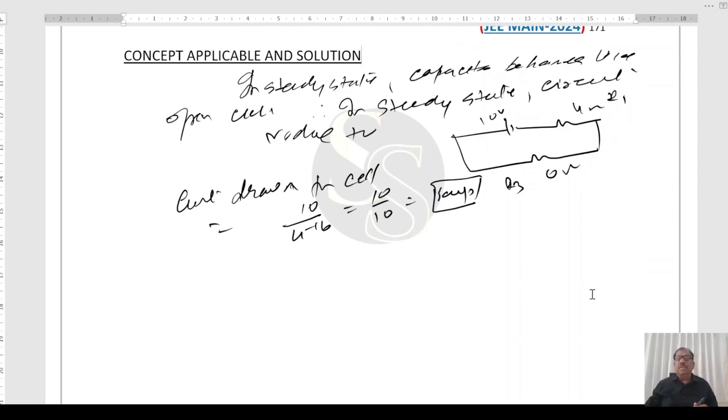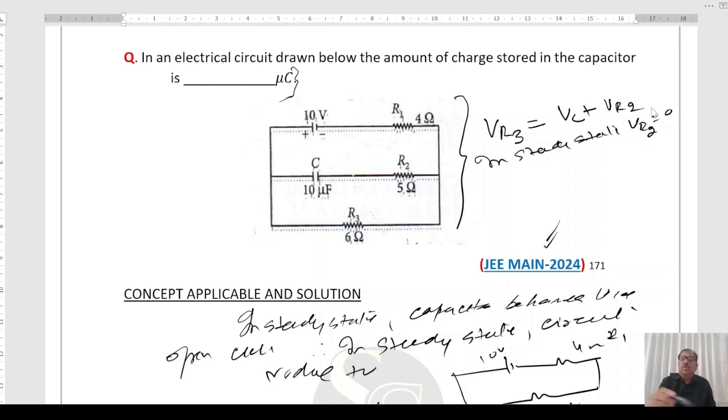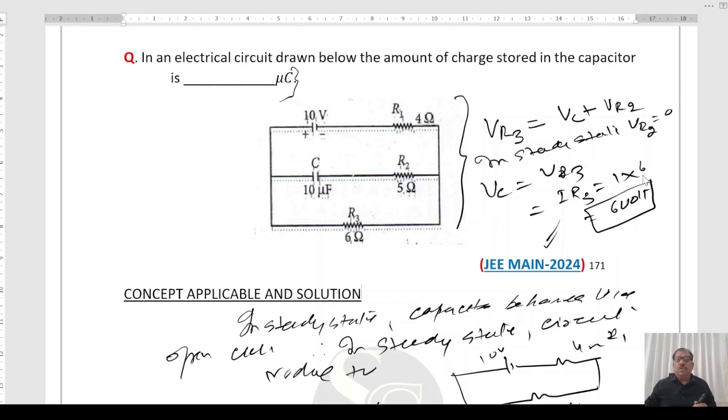Now, again, seeing the circuit, according to this, VR3 will be equal to VC plus VR2. In a steady state, VR2 will be equal to 0. So VC will be equal to VR3. VR3 means I into R3, 1 into R3. R3 is 6 volt. Now we have to find the charge enclosed.